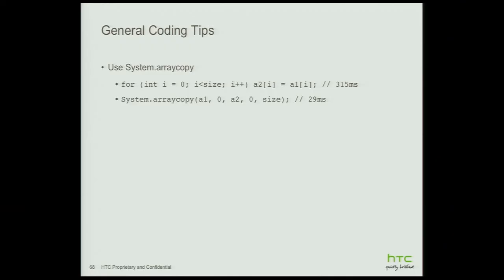So as a last treat, I have included a slide that talks about some general coding practices that could drag that last bit of performance out of your application. The first one is to use System.arraycopy when you want to copy one array to another, instead of using a for loop. The first line of code copies one array to another, element by element. That takes about 315 milliseconds. The second line of code, which uses System.arraycopy, spends only about 29 milliseconds. So that's like a 10 times speedup in performance.